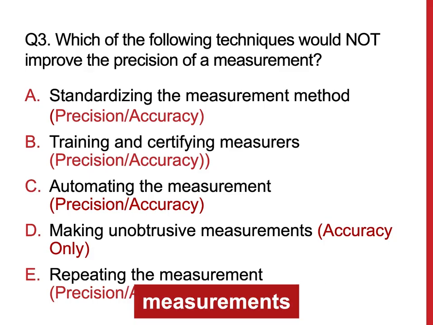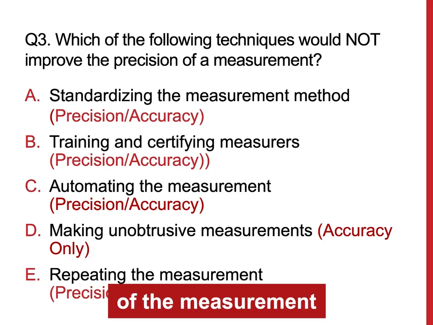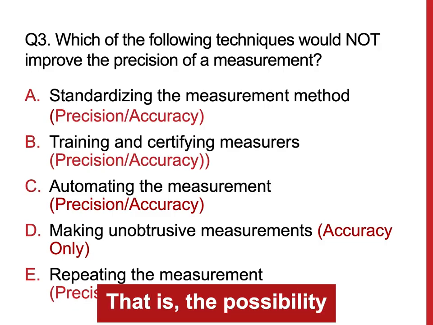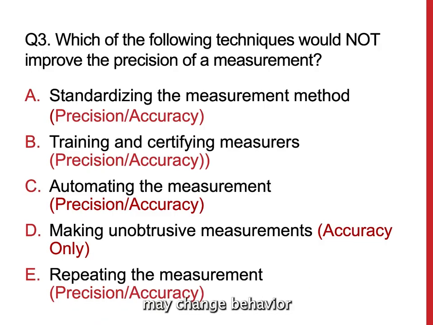Making unobtrusive measurements could enhance the accuracy of the measurement by limiting the possibility of the Hawthorne effect. That is, the possibility that the study subject may change behavior based on their awareness of being studied. Blinding is another method to enhance accuracy. The other answers are techniques that enhance both precision and accuracy.